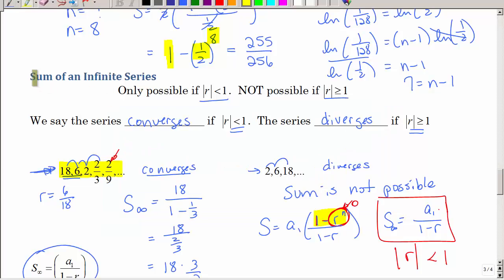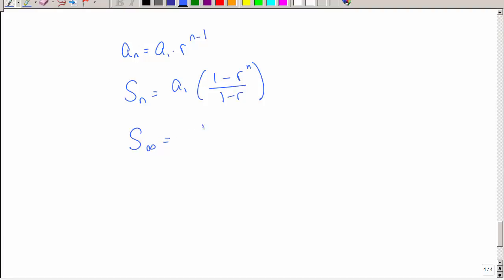So we can only find the sum of an infinite series if that absolute value of r is less than 1. Not possible if it's greater than or equal to 1. And so you just need to know some of the formulas that we've gone through. So we have our nth term formula for a geometric sequence. We have our sum for the geometric series that's not infinite. And then we have the sum of an infinite series. But that's only if the absolute value of r is less than 1, because r can be negative, and that's why the absolute value sign.